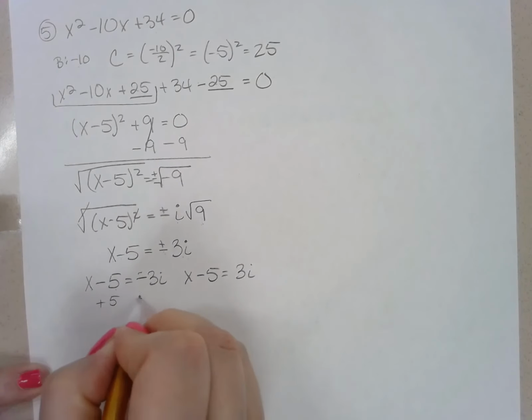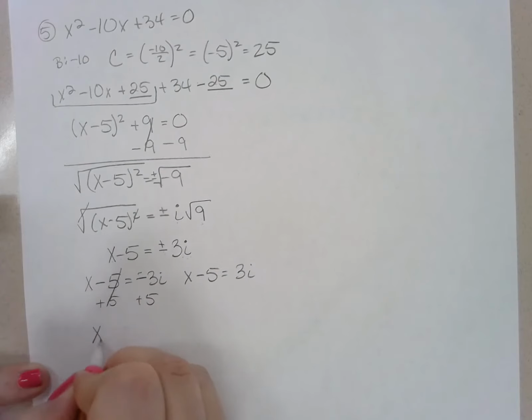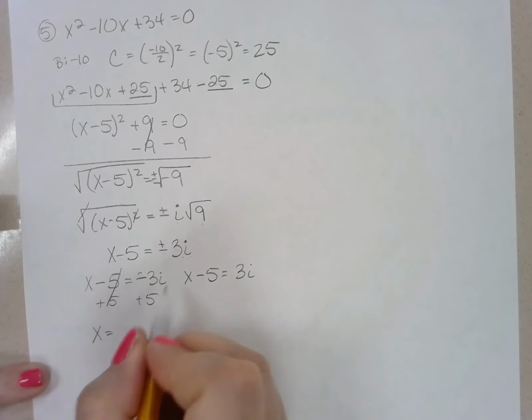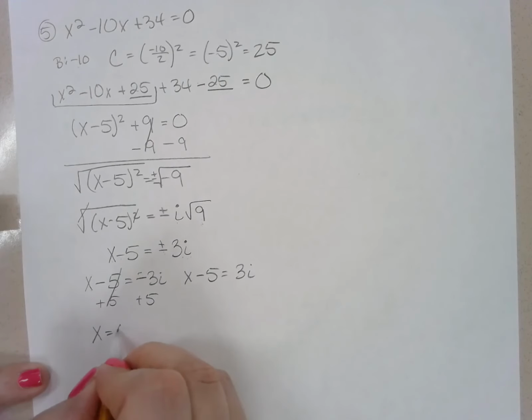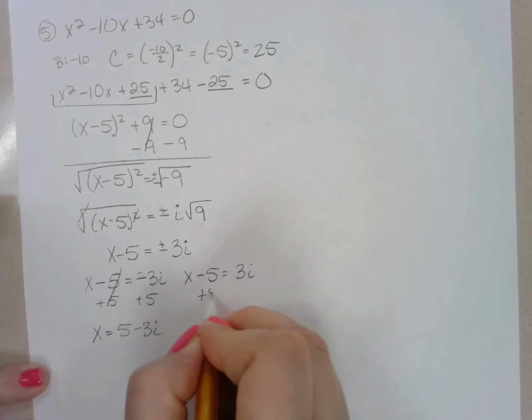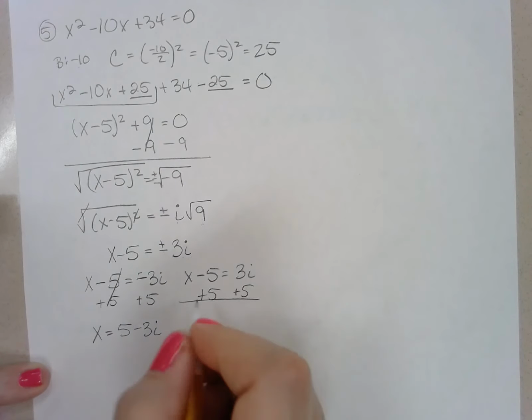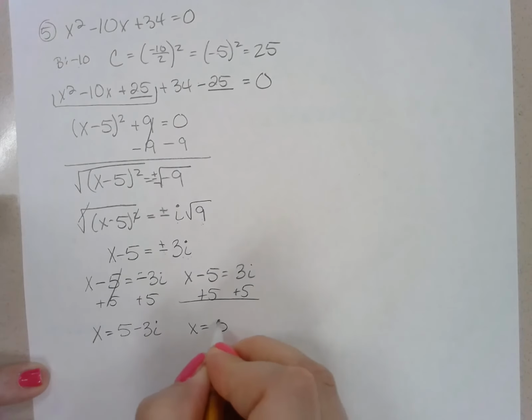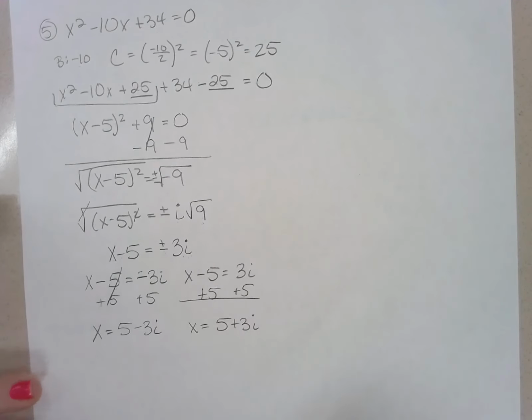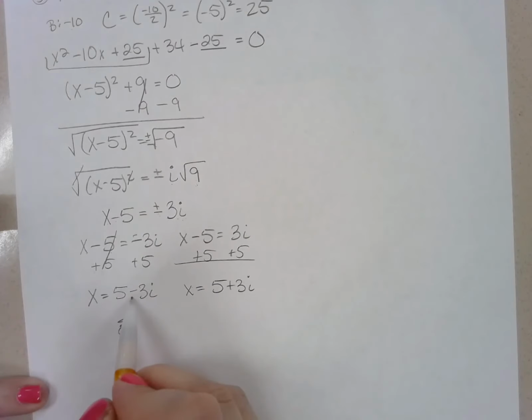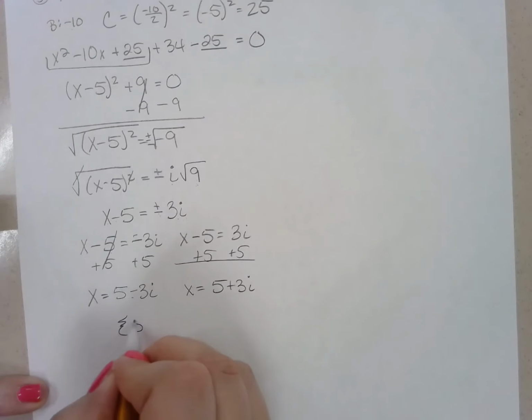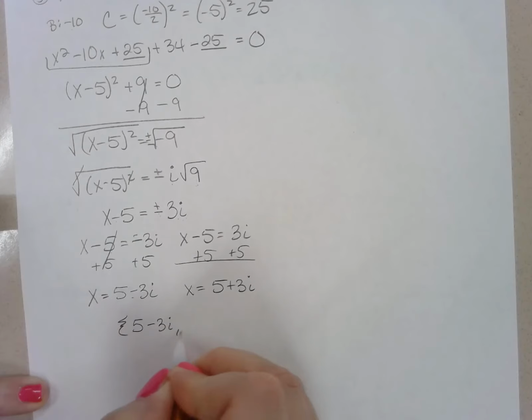We add 5. So we end up with, remember, we've got an i here, so this needs to be written in a plus bi format. So 5 comes first, so 5 minus 3i. We add 5 over here, and you end up with x equals 5 plus 3i. So in set notation, this one's smaller because it's subtracting. So we say 5 minus 3i and 5 plus 3i.